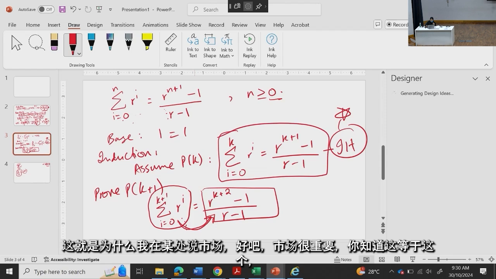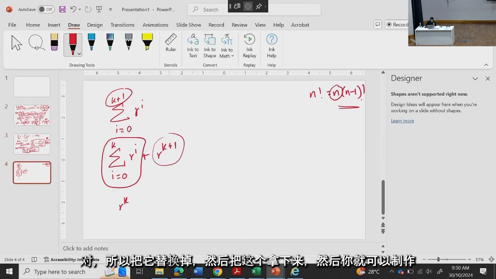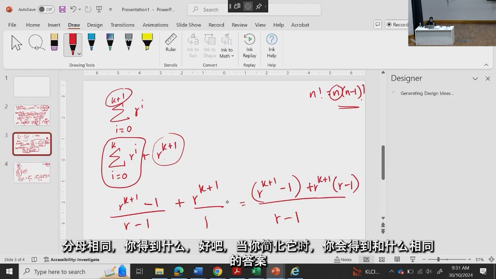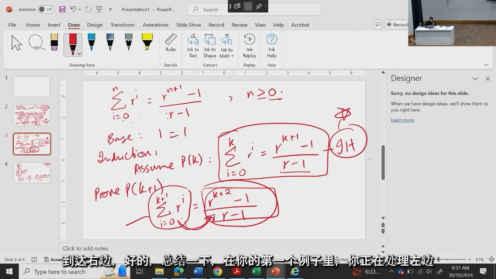This is from your inductive hypothesis. That is why I said mark it somewhere, okay? Mark it, this is important. You know that this is equal to this, right? So substitute it. And take this, bring this down as it is. And then you can make the denominator same. What do you get? Okay. When you simplify it, you will get the same answer as what you have over here. Okay, so you are starting from here, taking some mathematical steps, reaching this right hand side.